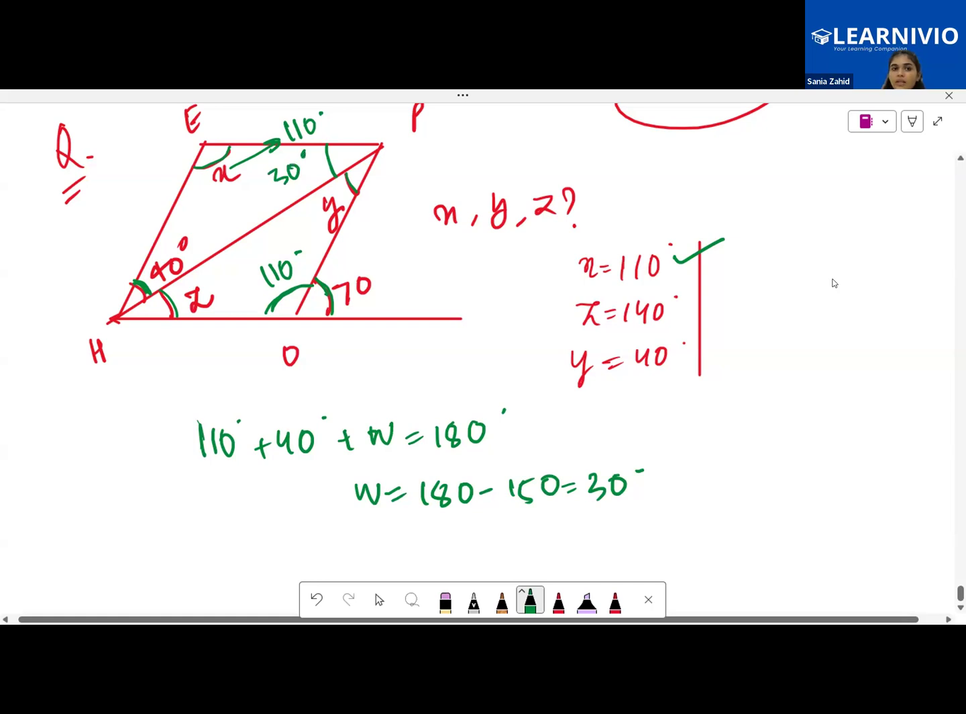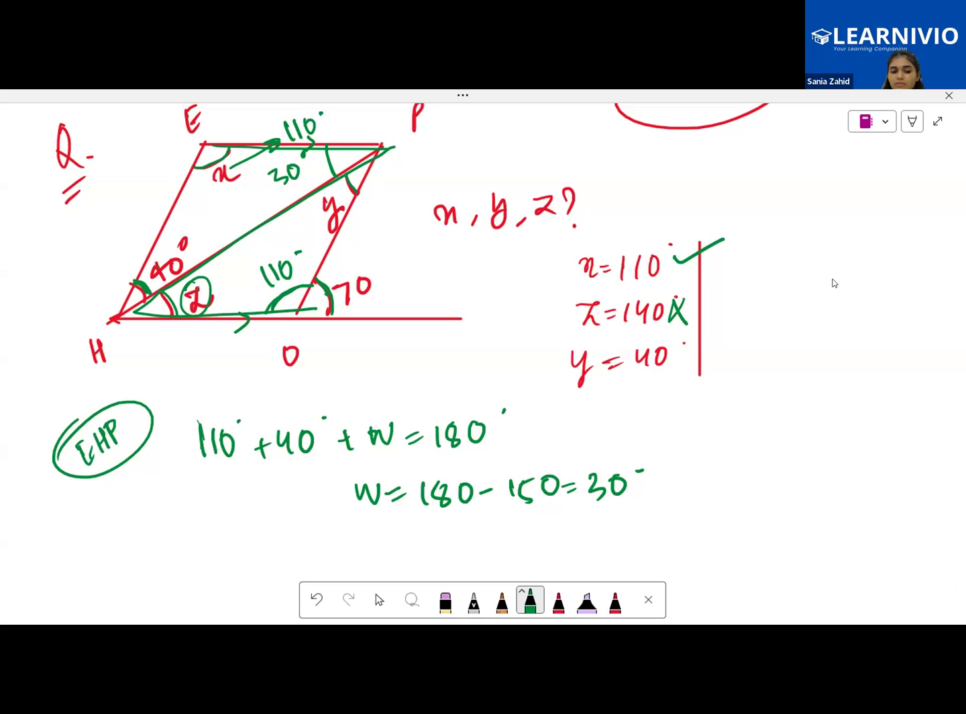Now, if this is 30 degrees, that means this z should also be equal to 30 degrees. And if this is 40 degrees, that means this should also be equal to 40 degrees. Why? Because see, this and this are parallel lines. So you have a Z forming over here. So they are alternate interior angles. Now, how do we do 110 plus 40 plus W? See, this is a triangle. EHP is a triangle, right? So if EHP is a triangle, you will use the angle sum property.